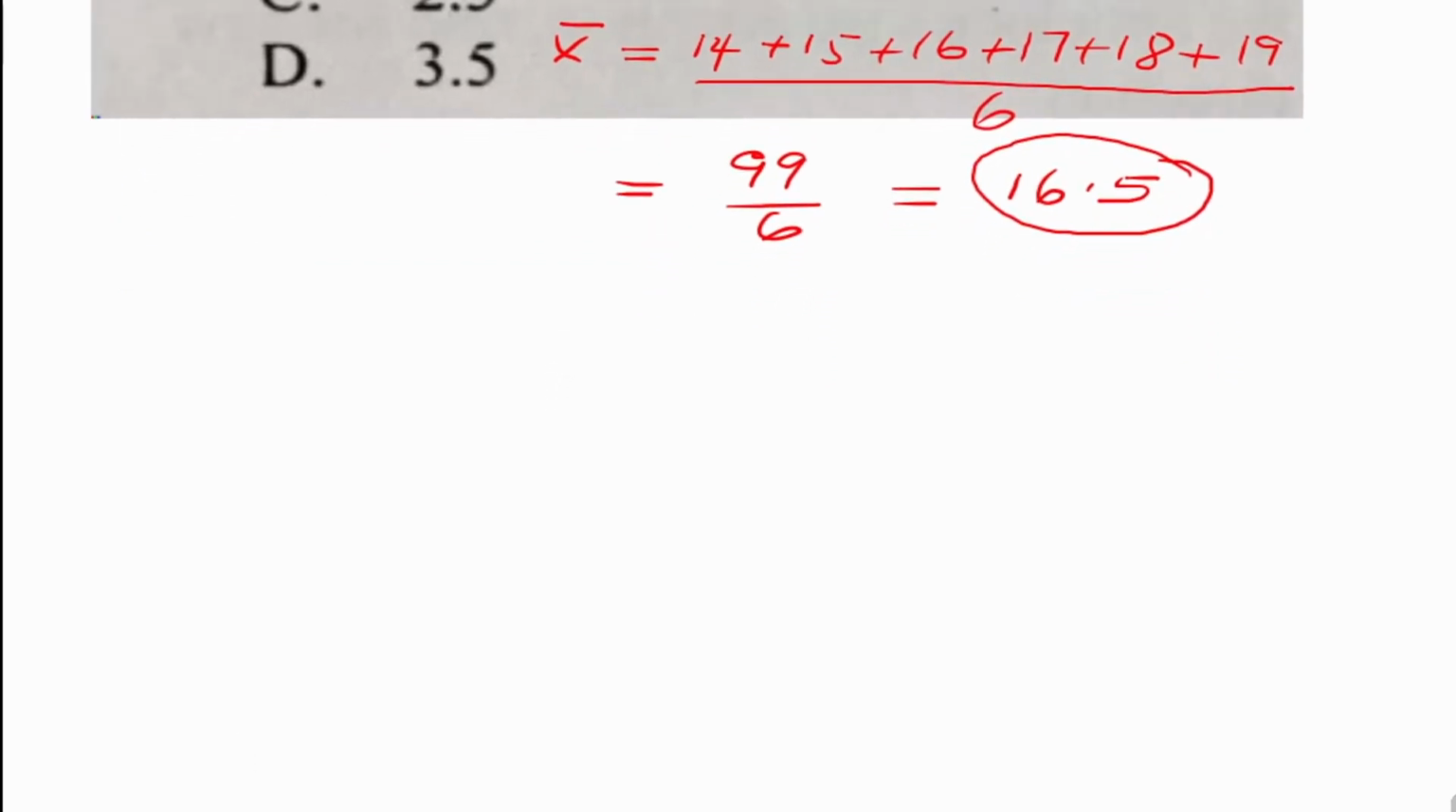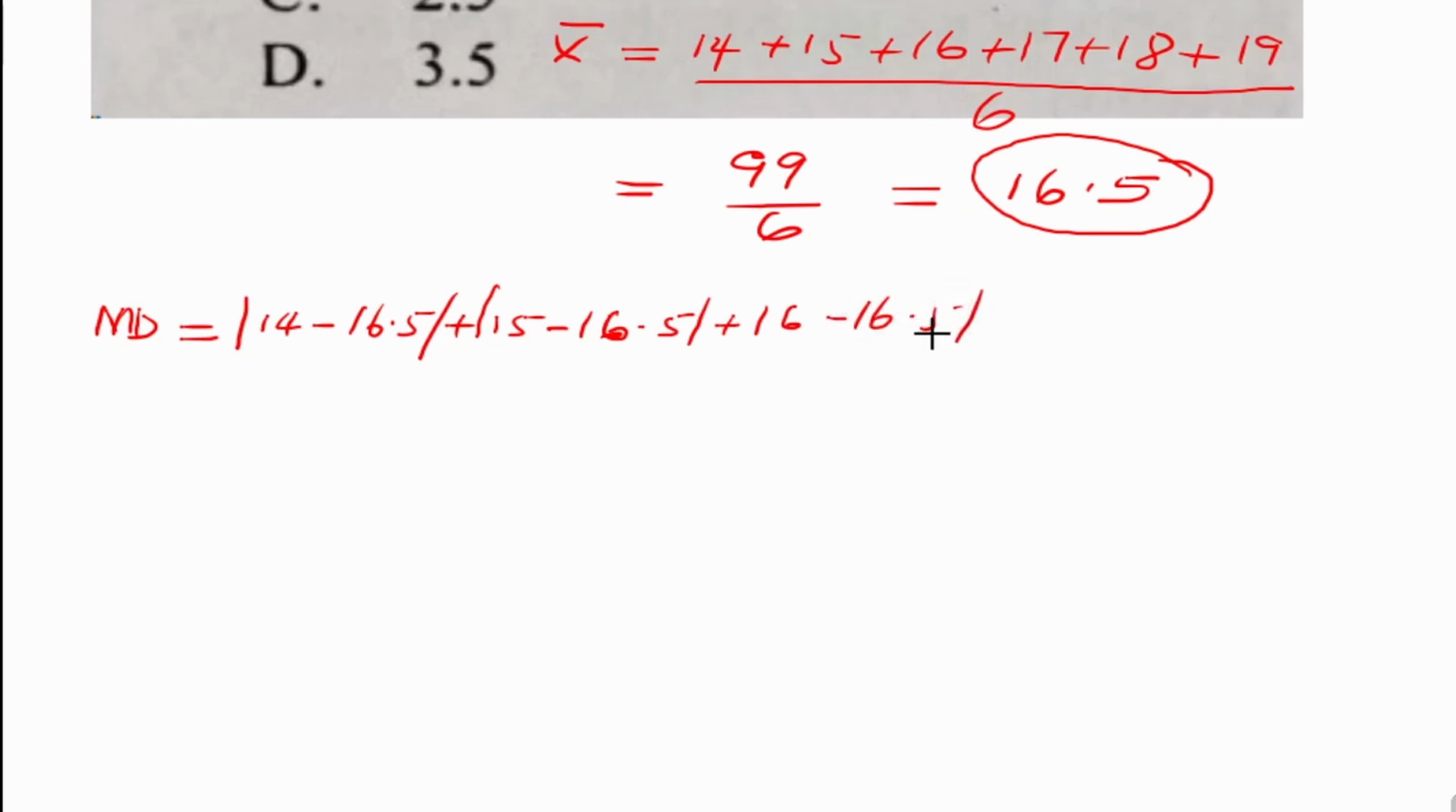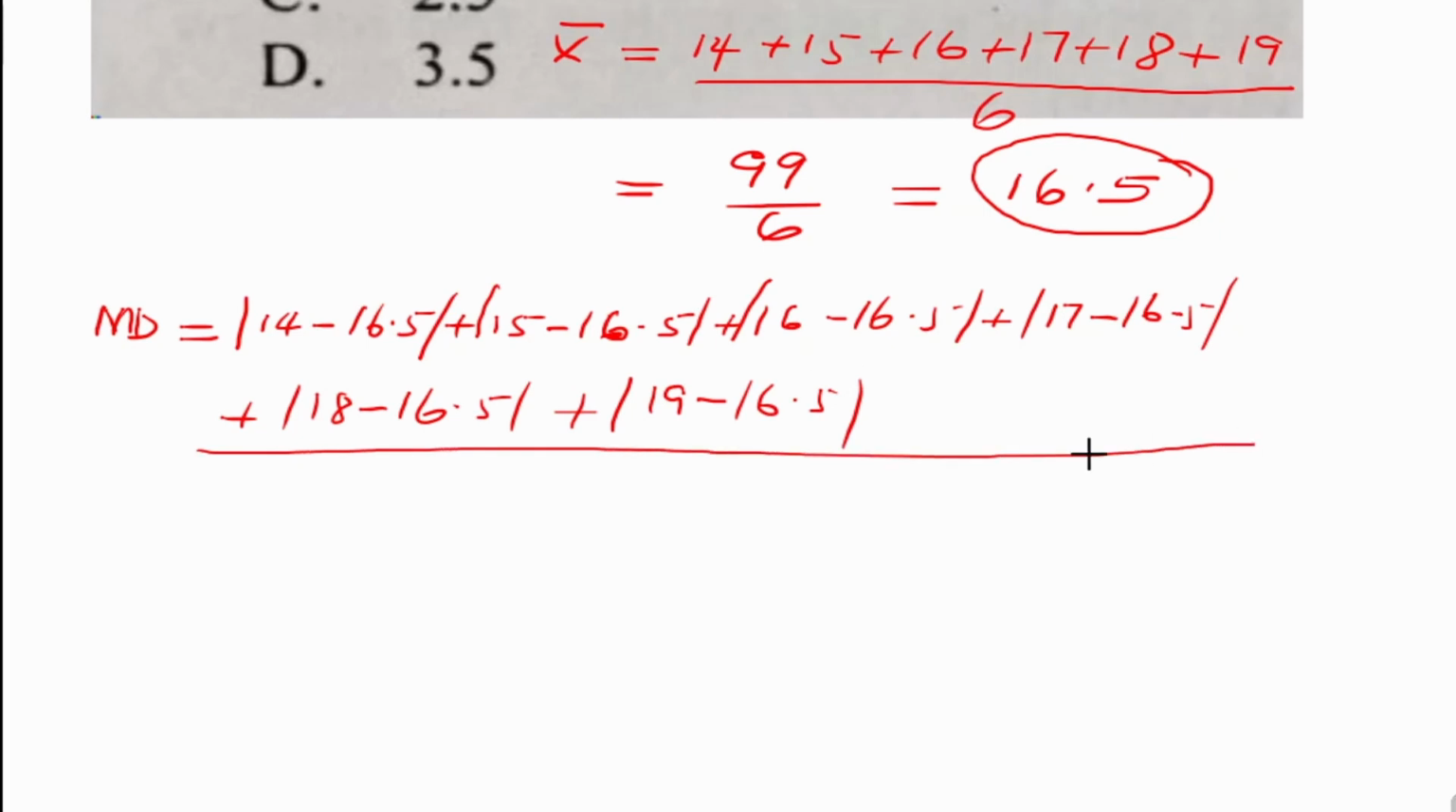So let's try that out, and I'm going to have my mean deviation, which I'll call MD, equals the absolute value of the first number, 14, so 14 minus the mean, 16.5, then plus 15 minus 16.5, remember absolute value, plus 16 minus 16.5 absolute value of this, plus the absolute value of 17 minus 16.5, plus the absolute value of 18 minus 16.5, and then plus the absolute value of 19 minus 16.5, all divided by the n, which is 6. 1, 2, 3, 4, 5, 6.